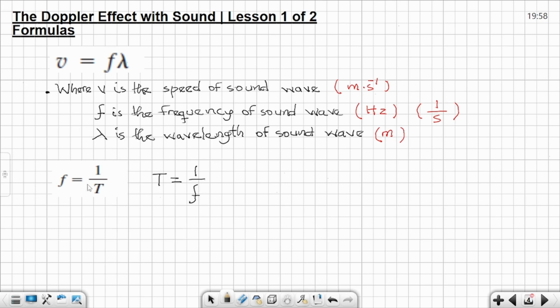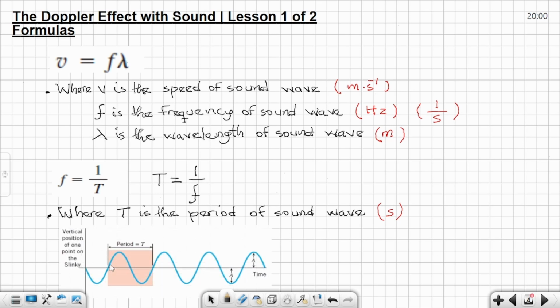So we said that F is the frequency of sound waves. And what is T? T is the period of sound waves. We are going to see that. The unit for the period of sound waves is the second. To understand what period is, the period is the time it took one complete wave to complete.